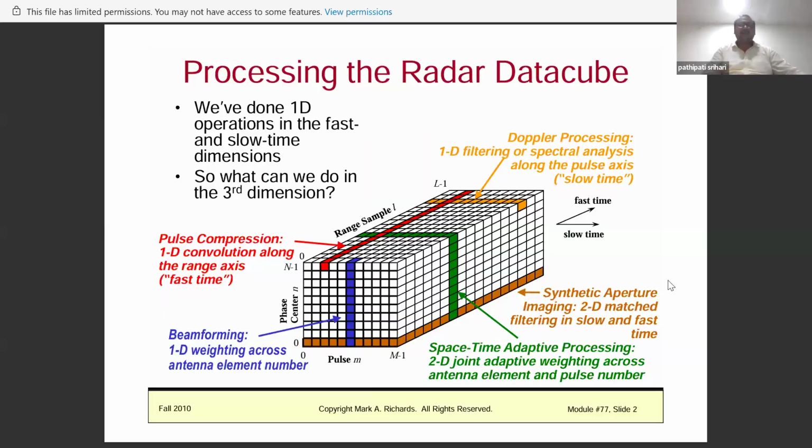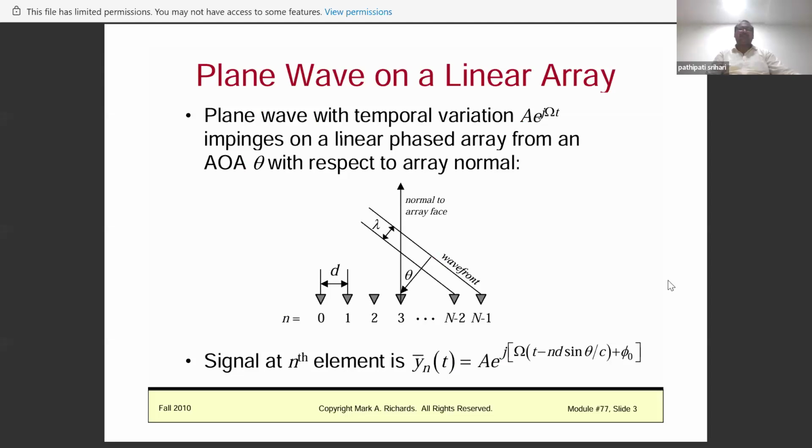So the terminology, I'll repeat, what I have done so far. This is a typical radar scenario where a number of pulses are transmitted, received pulses are sampled, and then various antenna phase centers are there. So for simplicity, a uniform plane wave impinging on a linear antenna array is considered here, where n element antenna array, n could be 8, n could be 16, n could be 256, n could be 1024, like that. So the signal at nth element is yn of t is equal to A e power j into omega into t minus nd sine theta by c plus phi naught.